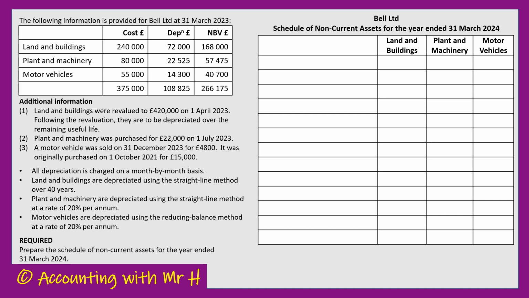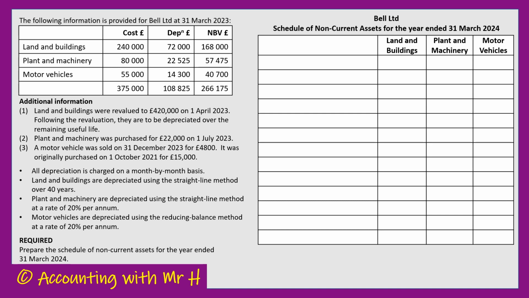And I can see in the table there that they have grouped their non-current assets into three types: land and buildings, plant and machinery, and motor vehicles. And I've been provided with the cost, the accumulated depreciation, and the net book value of each of these types of non-current asset. The additional information, if I just skim read to get a feel for the question.